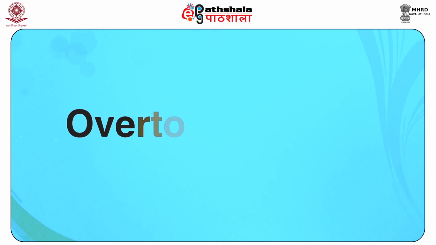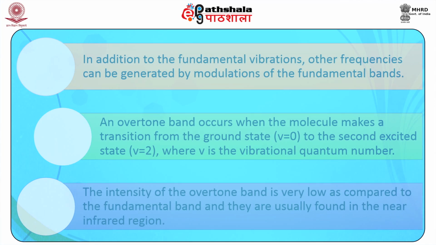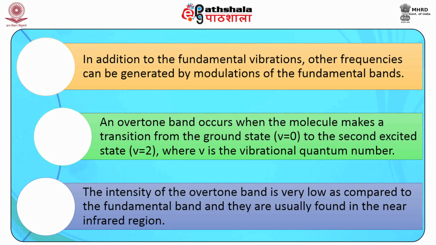Now the appearance of certain types of non-fundamental bands, also known as overtones, combination of fundamental vibrations, or difference in fundamental vibration bands, increases the number of bands as compared to that expected from the theoretical number of fundamental bands. All these bands have a very weak intensity compared to the fundamental vibrational bands. Let us now come to overtone bands. In addition to the fundamental vibrations as studied before according to the selection rules, other frequencies can be generated by modulations of the fundamental bands.